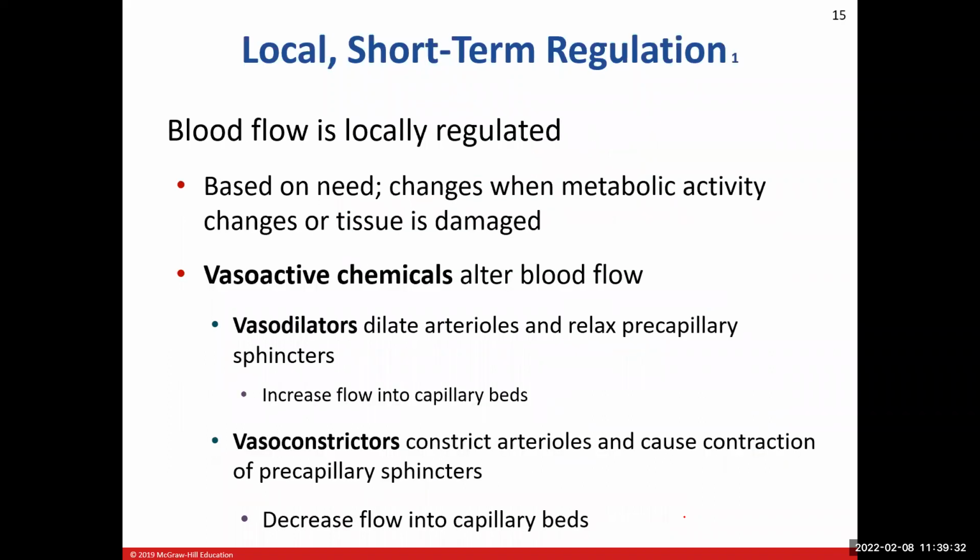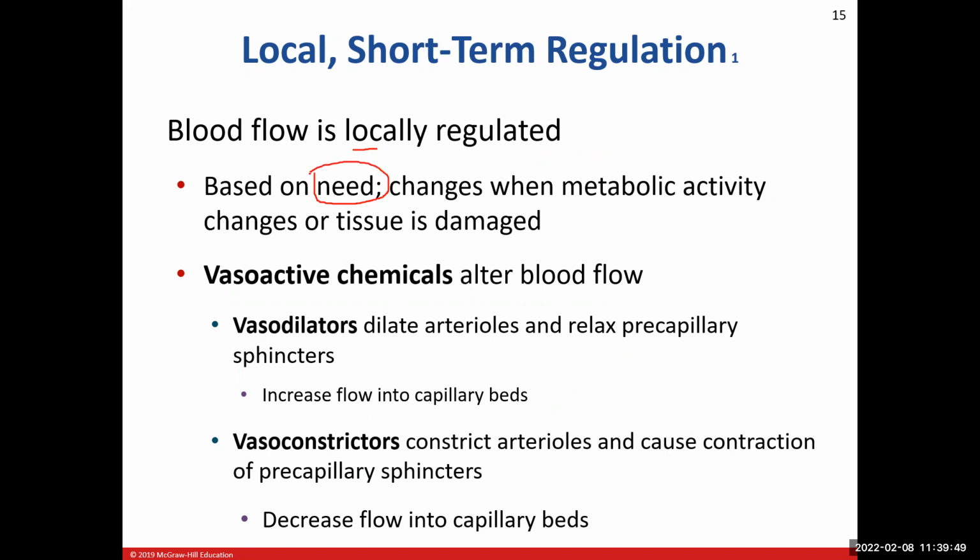Then what we're going to be talking about is our blood flow that is locally regulated. So what happens on a local level? Well, this is based on need. This is important. It's all based on need.